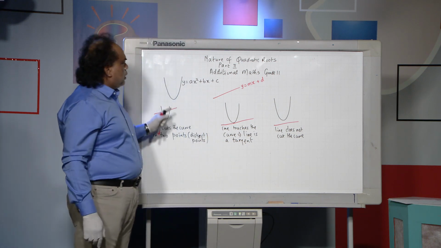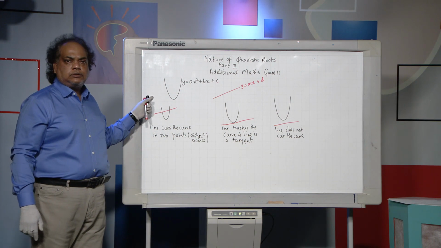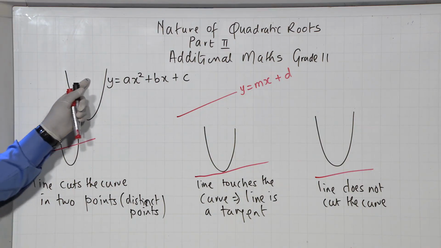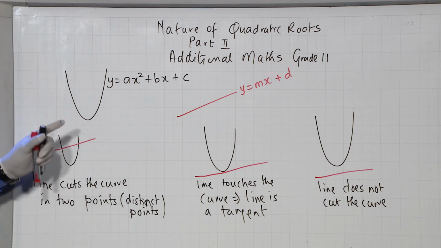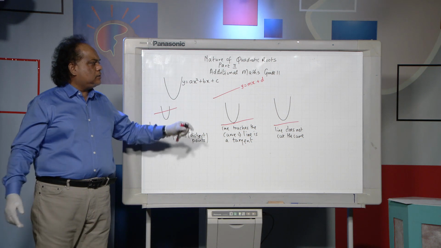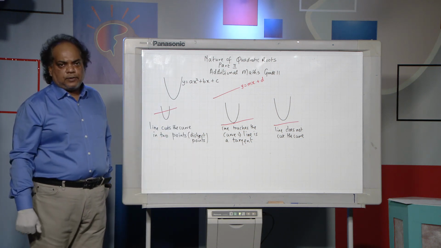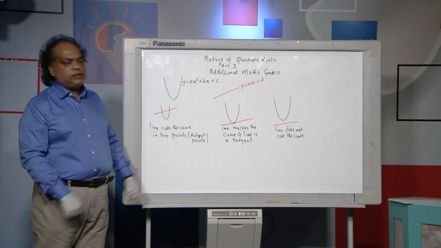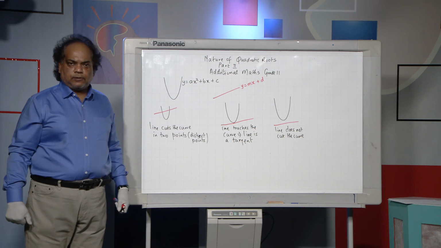Now, what are we finding here? The points of intersection of the curve and the line. So, how do we find the point of intersection of the curve and a line? We would solve simultaneously. What are we going to solve simultaneously? The equation of the curve and the equation of the line.